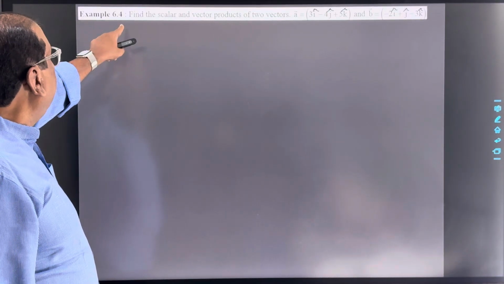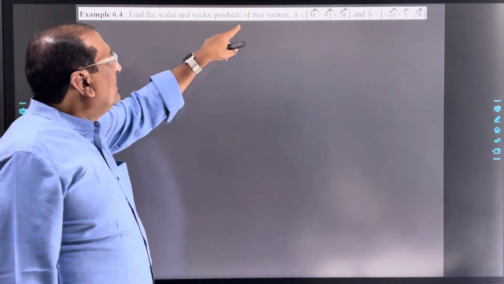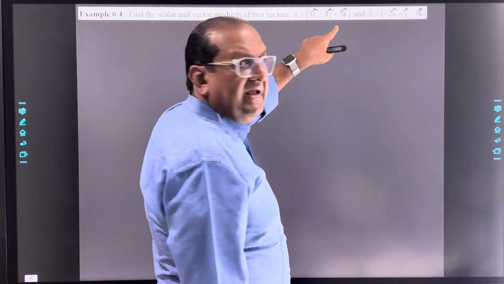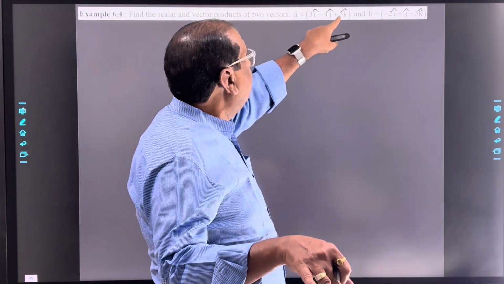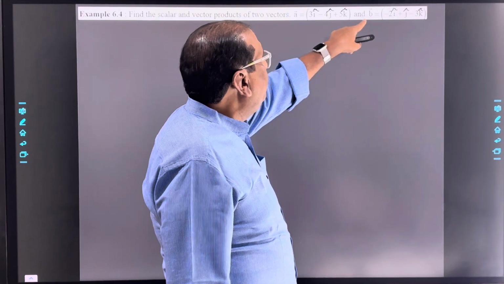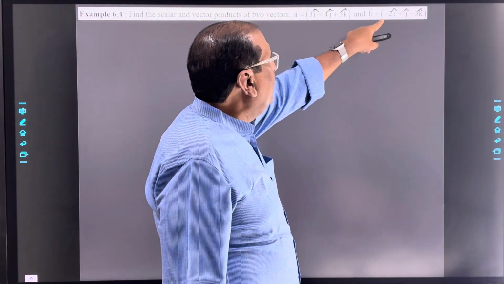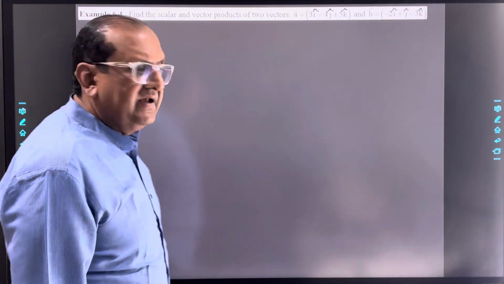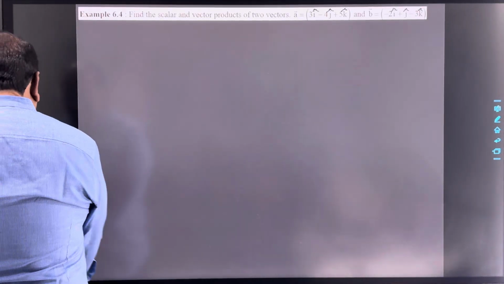Example 6.4. Find the scalar and vector product of two vectors. Vector A is equal to 3i caret minus 4j caret plus 5k caret, and vector B is equal to minus 2i caret plus j caret minus 3k caret. Now see here.